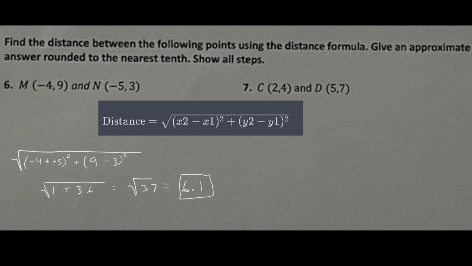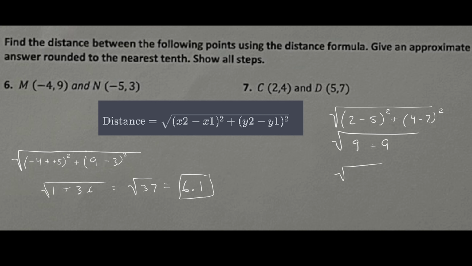Now let's look at number 7, this next one right here. Let's plug in our values. So again, we have our square root, and then we're going to have a 2 minus 5, this is all squared, plus we're going to have a 4 minus 7, and this is all squared. So we'll have the square root of, this is going to give us a -3 squared, so that's just going to be 9, plus this is going to be a -3 squared as well. So that's going to also give us a 9 right here.